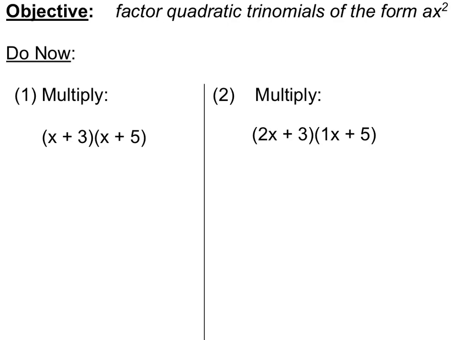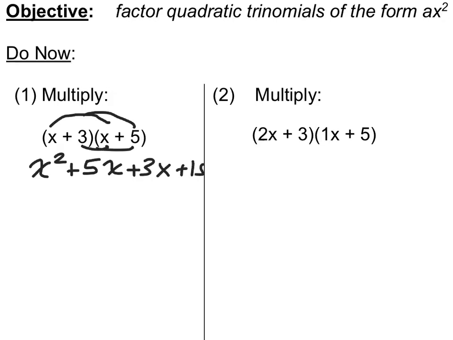All right, so we're going to multiply the x's. X by x is x squared. X by 5 is 5x. 3 by x is 3x. And 3 by 5 is 15. Combine those like terms in the middle, and you get x squared plus 8x plus 15. All right, so what we get from this is really nothing new.